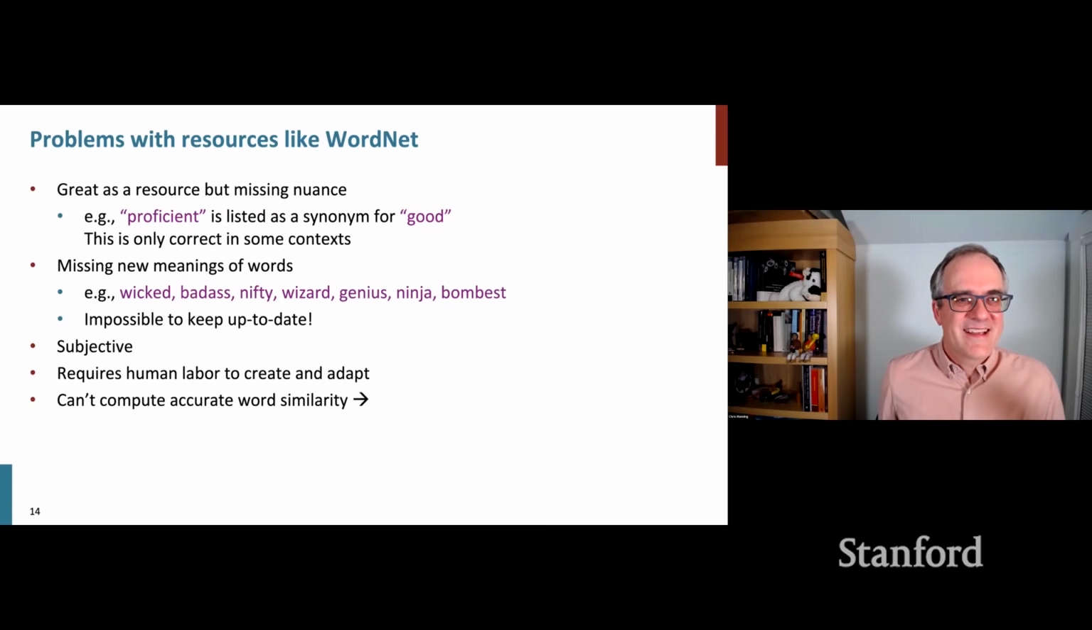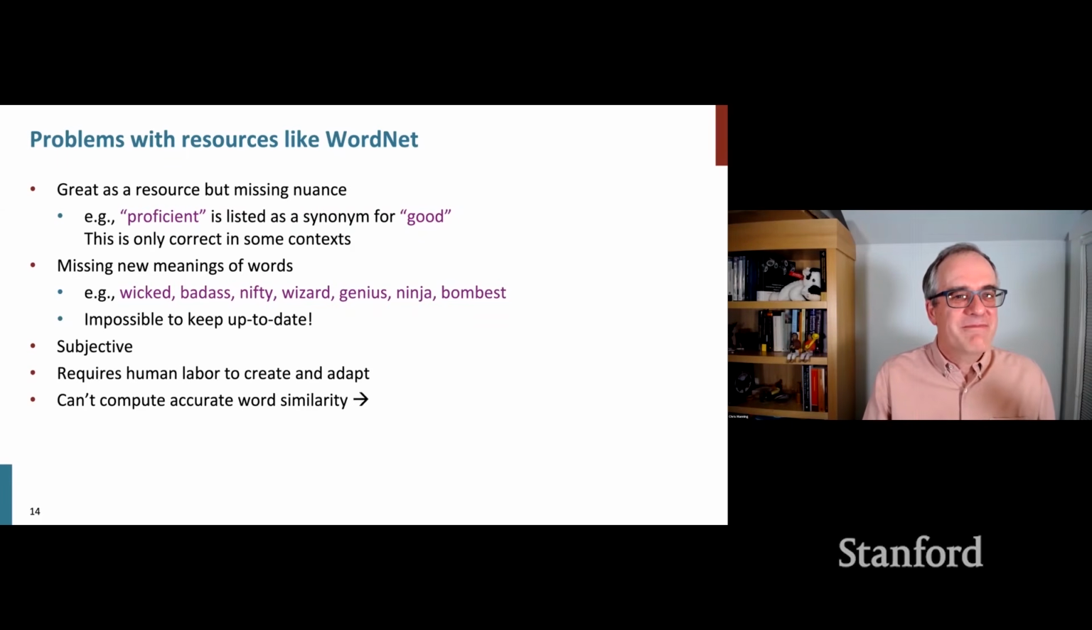So in particular, there's lots of words and lots of uses of words that just aren't there, including anything that is more current terminology. Wicked is there for the wicked witch, but not for more modern colloquial uses. Ninja certainly isn't there for the kind of description some people make of programmers. And it's kind of impossible to keep up to date.